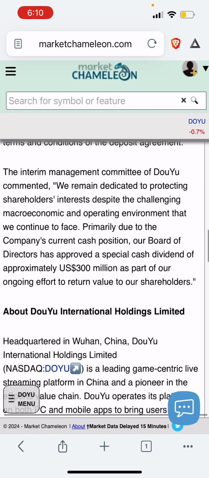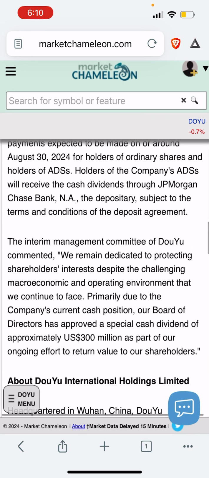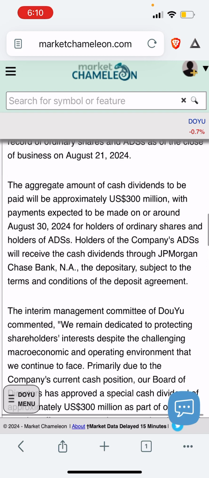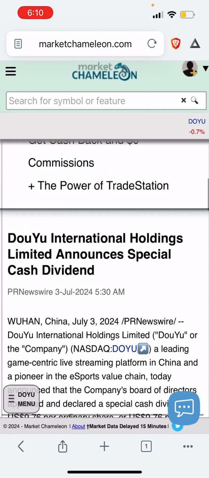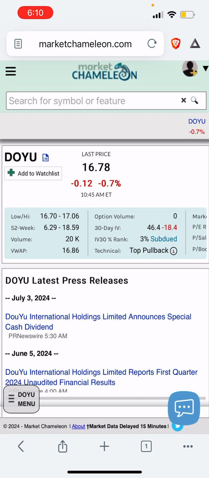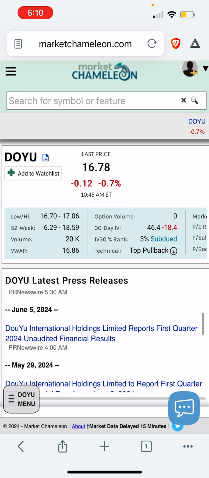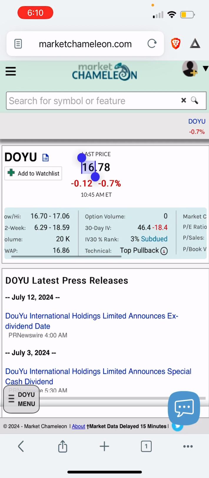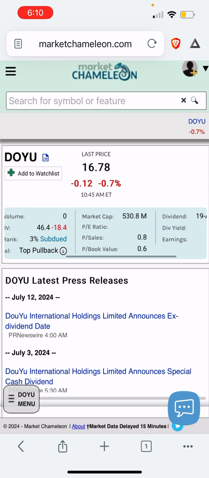So basically they're saying, we're going to give back $300 million in cash dividend by September 3rd, as we saw. And if the price today is like $17 and you get a dividend of 10, sure, the stock will probably drop by $10, but if you don't sell the next day, eventually something will happen. I don't know where they got this money from, but all that stuff, and technical is a top pullback and all that stuff.